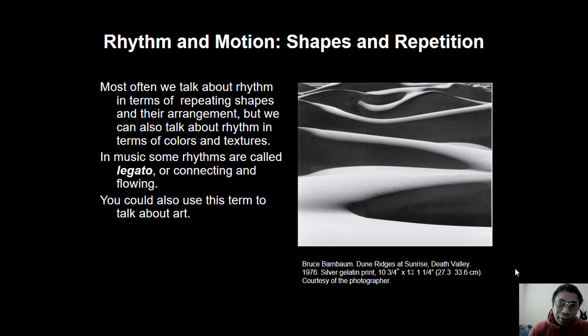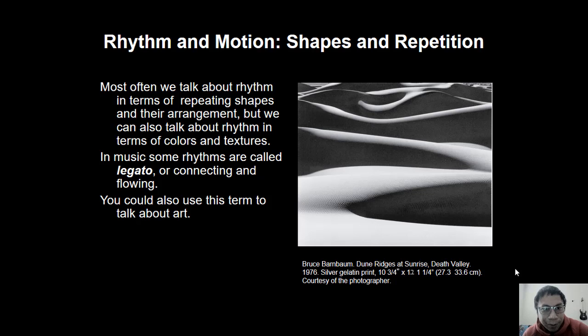So another example of rhythm in a photograph, Bruce Barnbaum, Dune Ridges at Sunrise, Death Valley, 1976. And so this photograph is of what looks like sand dunes, and we have these very flowy, organic shapes and lines and curves, and even within these strong contrasting areas, and within them we see even smaller lines and shapes. It's as though something combed into the sand.